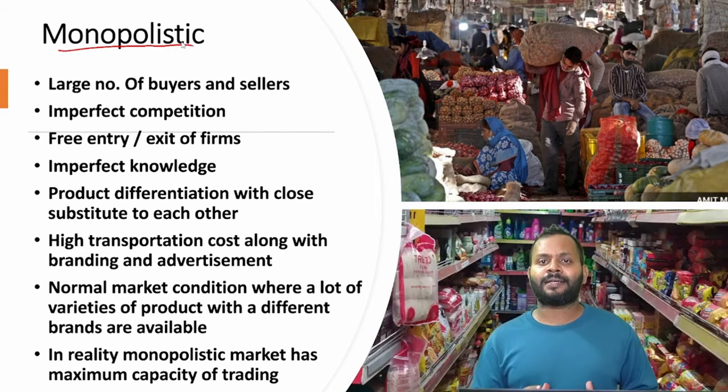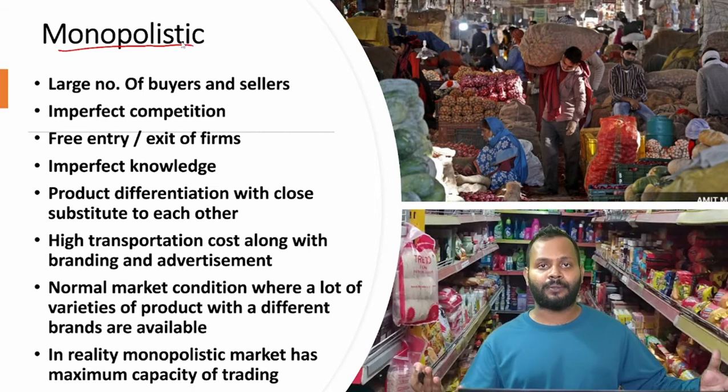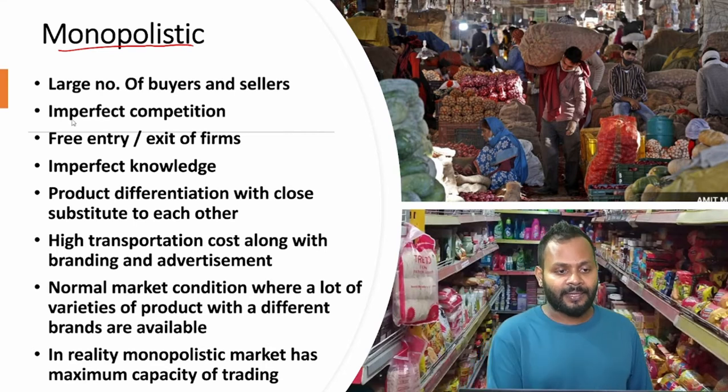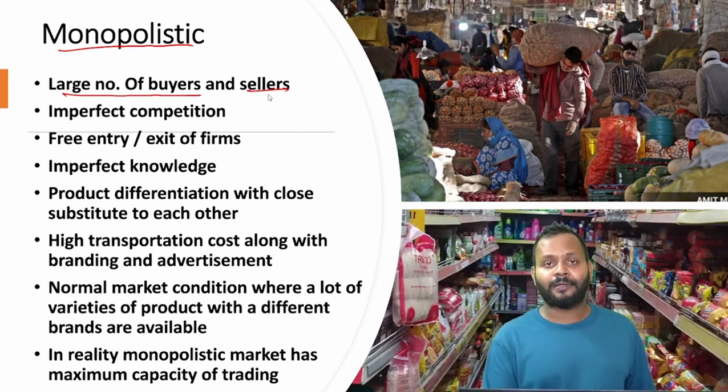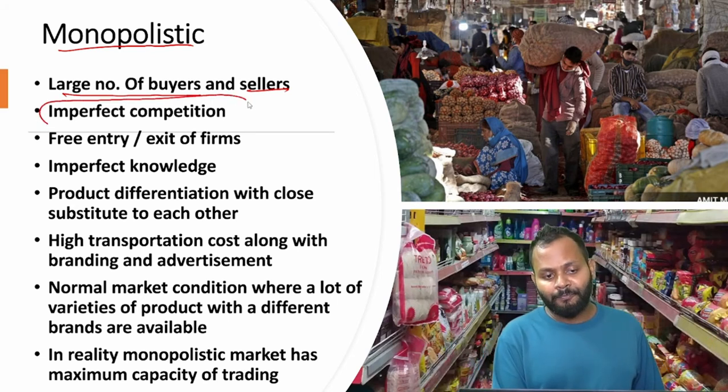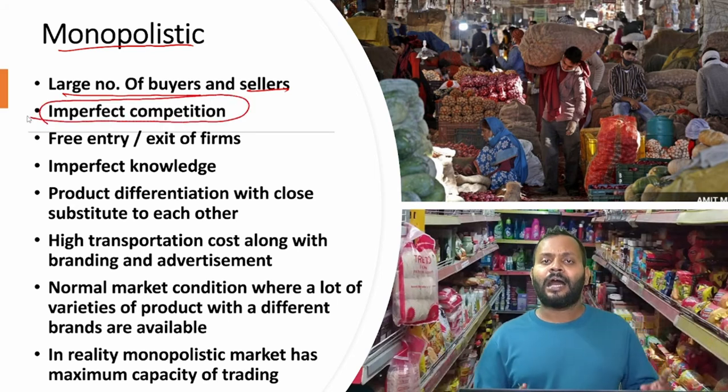There is another type of market that is called monopolistic market. This kind of market is the usual market that you see in our regular life. This is called monopolistic market. A large number of buyers and sellers. Many people are buyers, many people are sellers. This is also similar to perfect competition. Now you may ask how monopolistic competition is different from perfect competition.